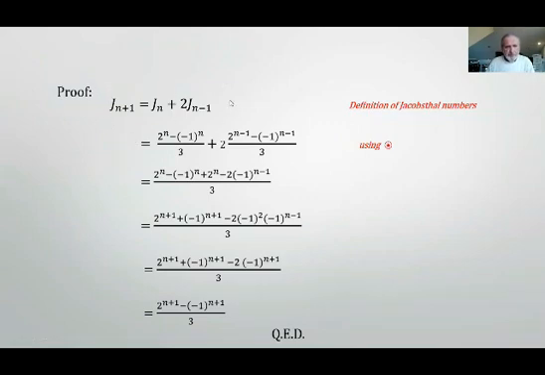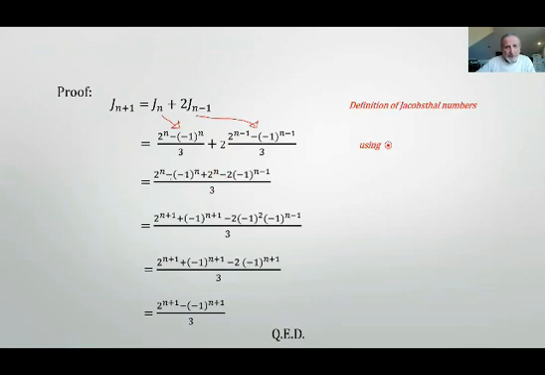This is the definition of Jacobsthal numbers. Now, what I need to do is replace this by this using the inductive hypothesis. And this is replaced here. Going forward is just doing the math. So, common denominator, this one stays the same. 2 times 2 to the power n minus 1 is 2 to the power n. This is times minus 2.